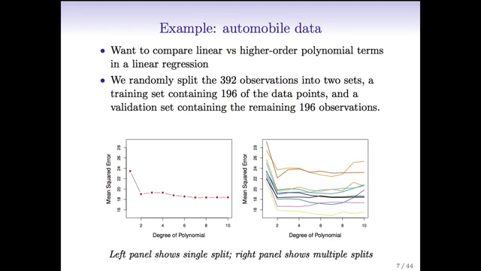We had 392 observations, and we divide them up into two parts at random, 196 in one part and 196 in the other part. The first part is the training set and the other part is the validation set. If we do this once, with a single split, and record the mean square error, we get this red curve as a function of the degree of the polynomial. So linear fits on the left, and quadratic is here, etc., as we increase the polynomial order.